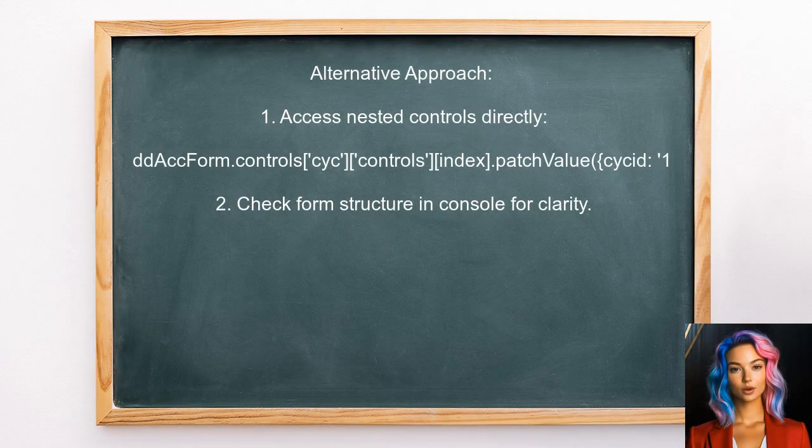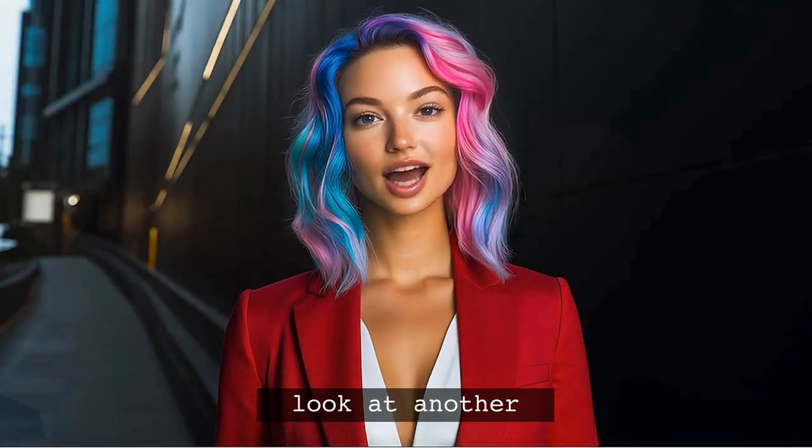An alternative approach shared by another user involves directly accessing the controls of the nested form. They suggest using the patchValue method on the specific control by its index. For example, you can set the value of sysid by using this syntax, this.addAccform.controls, controls index, patchValue 100. Let's take a look at another answer from another user.